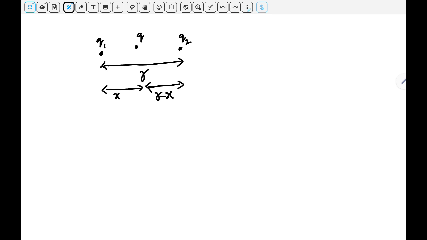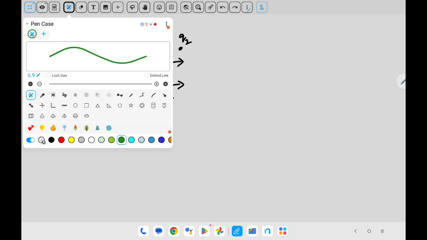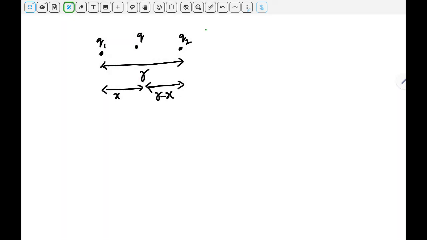Now the idea is to show that the force on charge q due to q1 as well as due to q2, these two forces are of equal magnitude and in opposite direction. If these two forces are equal in magnitude and in opposite direction, then only the force on the third charge will be 0. Now, let me write the expression for the first force.